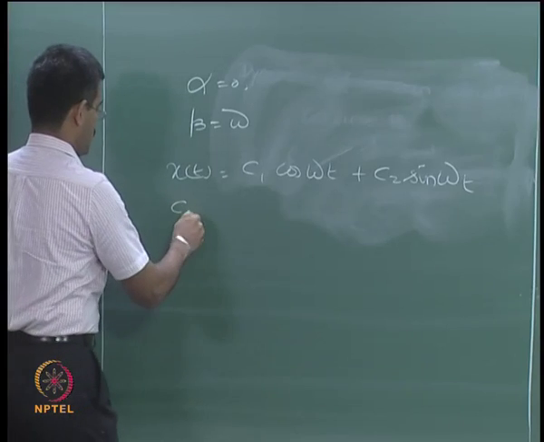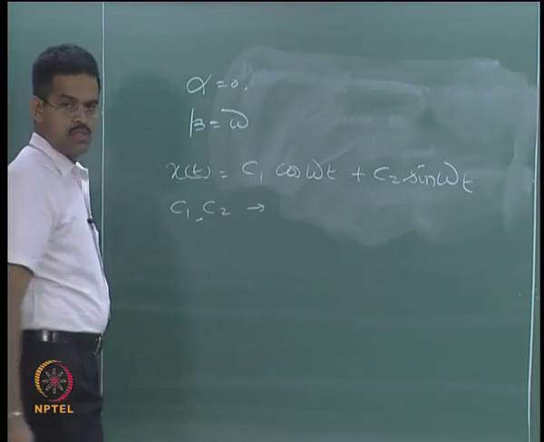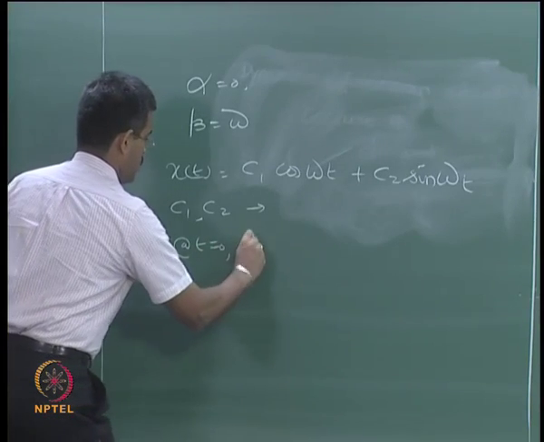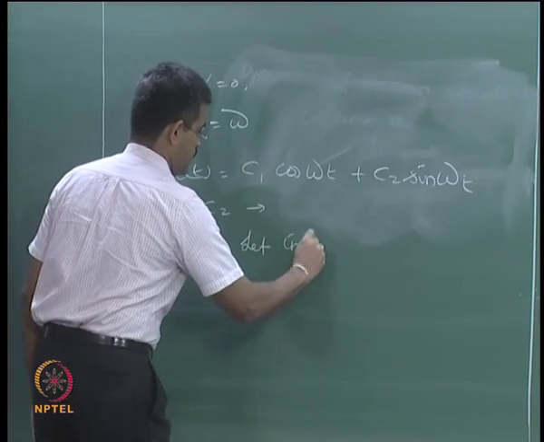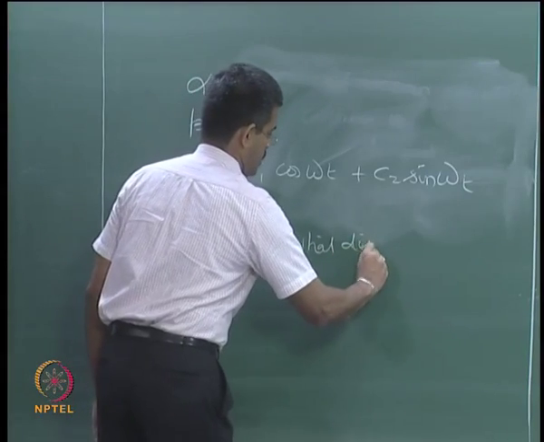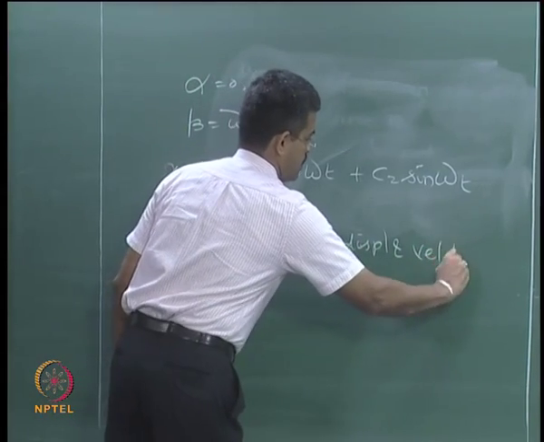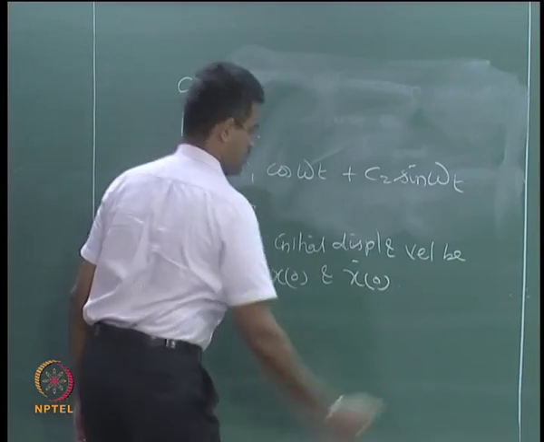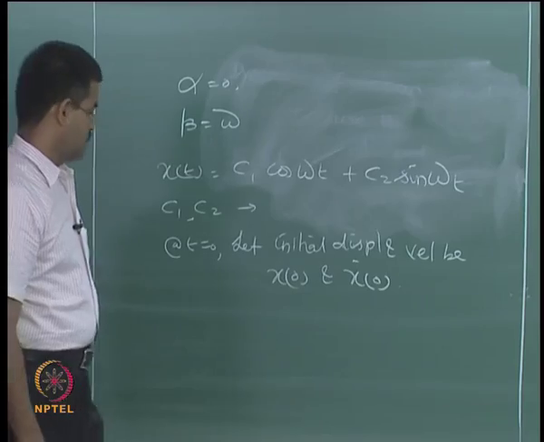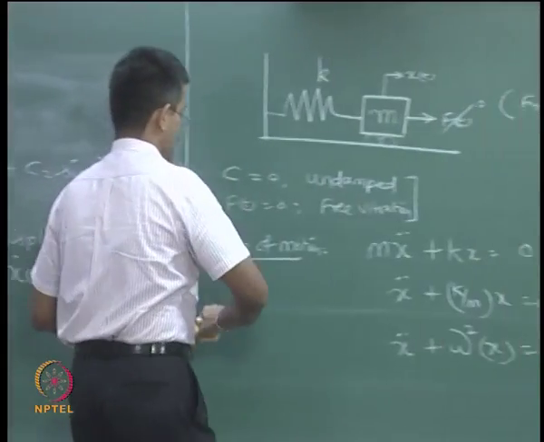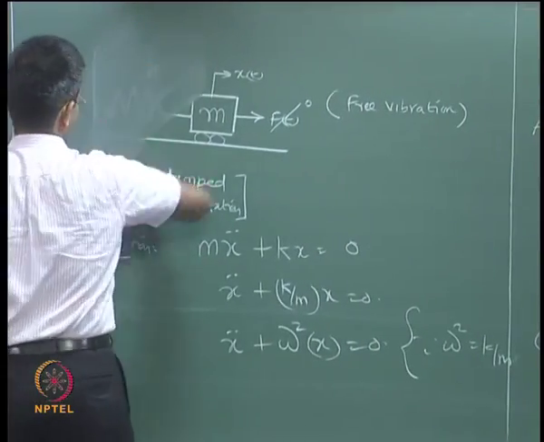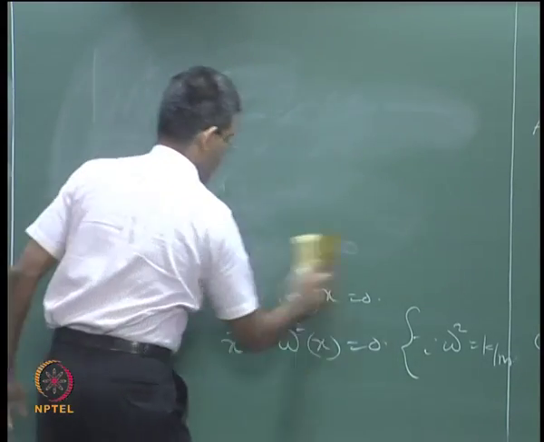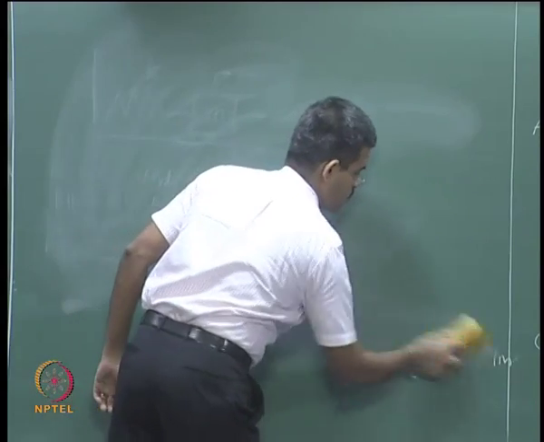Now C1 and C2 are constants which should be eliminated. So at t equals 0, let the initial displacement and velocity be x0 and x dot 0 respectively. So substitute here and tell me what your x of t is ultimately, substituting for C1 and C2.